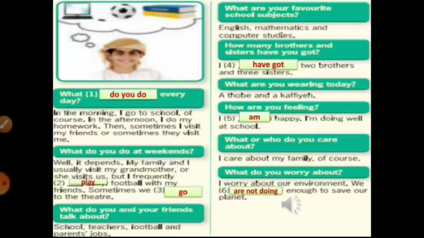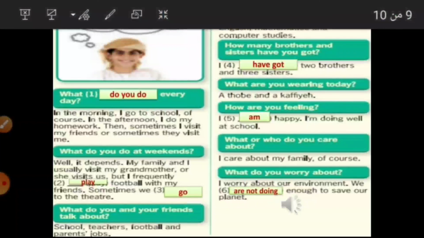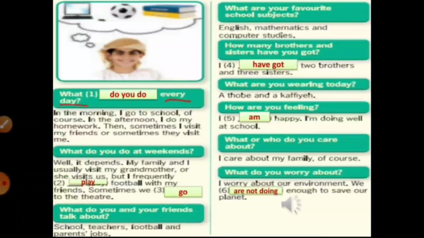So after answering this question بعد ما أجابناه, let's go back to the first question الأول سؤال. For example, look at the question. What do you do every day? Okay, what do you do every day? Here, where is the keyword? Yes, the keyword here is every day, and it is a keyword for which tense لأي زمن؟ Present simple.